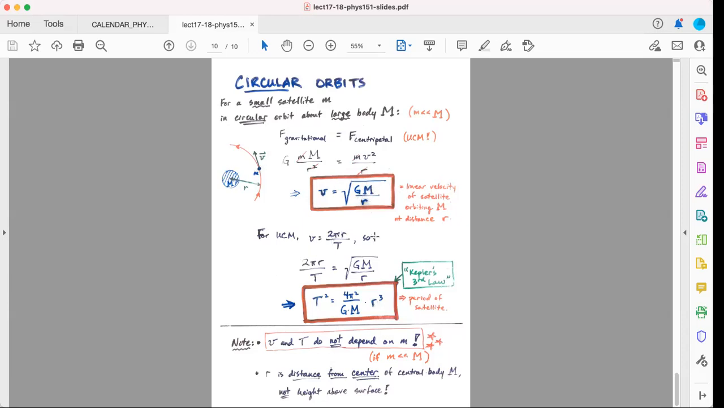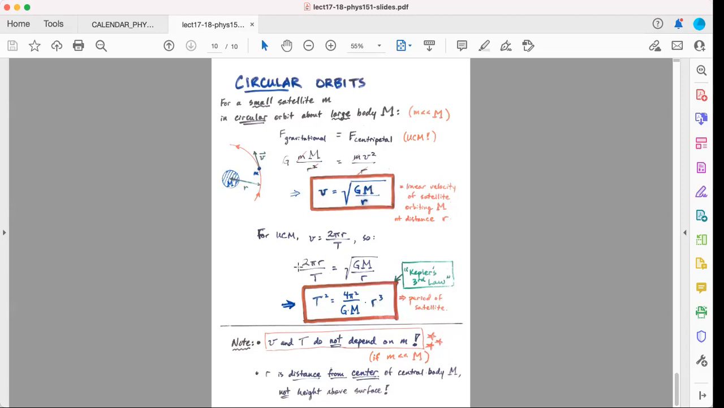And so we can also find the period. The period is, to make an entire circumference, the distance is 2 pi R, divided by the time, the period.